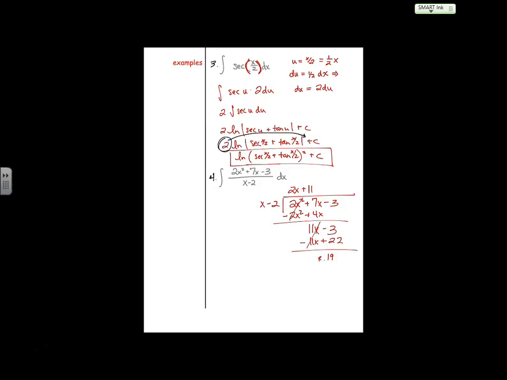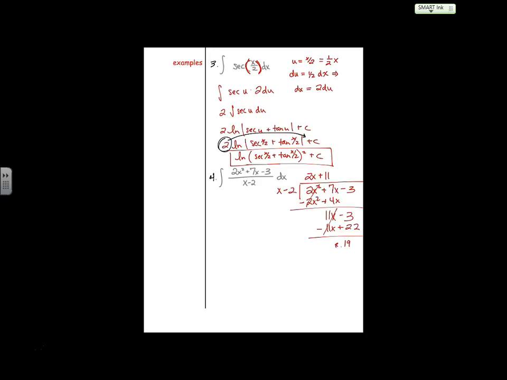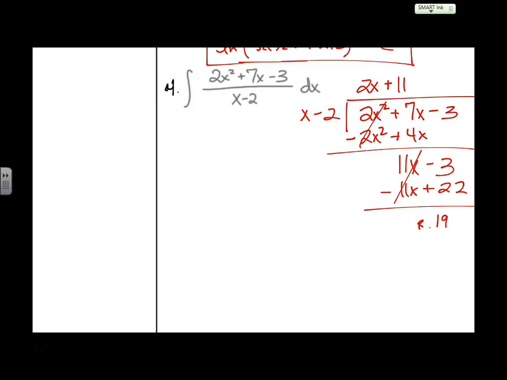Exactly. So let's go ahead and say that was all great legwork for what we need to do. Where can I move him? Basically nowhere. All right. So here's what I'm going to do with that work that we just showed. I'm going to take this integral. I'm going to say, hey, you know what? He's the same thing as the integral of 2x plus 11 plus 19 over x minus 2. Why is this so much nicer?